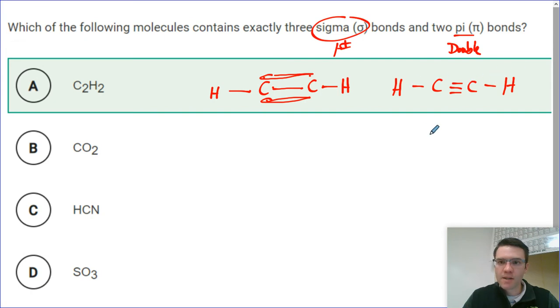So we have three sigma bonds here. In the center here, one of those is a sigma bond. The other two are pi bonds. They're the overlap of unhybridized p orbitals. And it kind of just sandwiches the top and bottom and makes a pi bond. So this is our correct answer, 3 sigma and 2 pi.